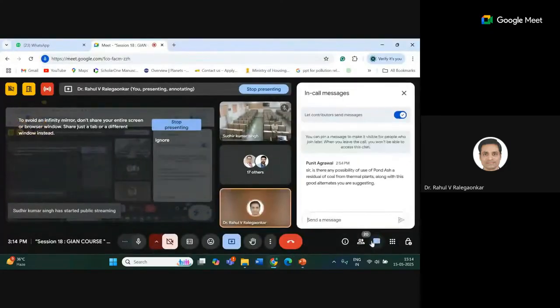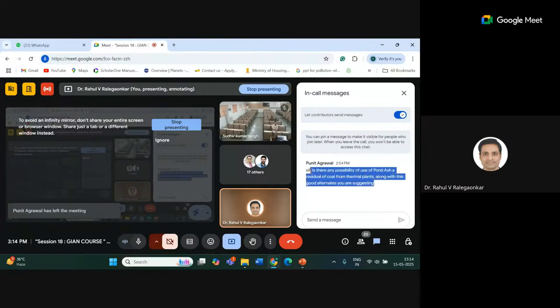There is something, any possibility to use pond ash as a residual of coal? Yes. So there is a RMC plant in Mumbai who are right now making use of pond ash to an extent. But what kind of initial treatment they are doing, that you need to again check. But people have been doing this.